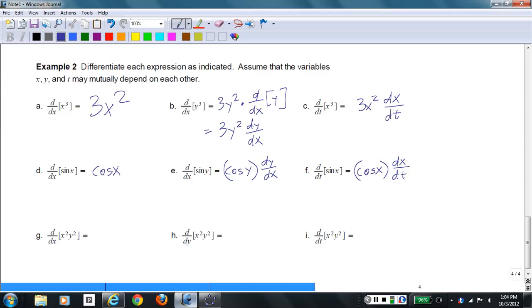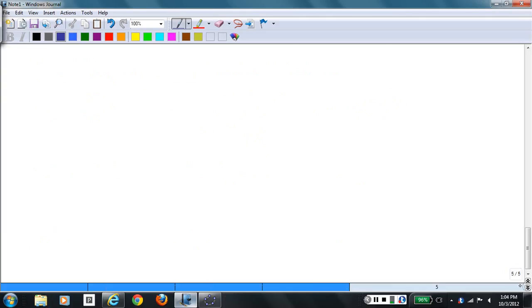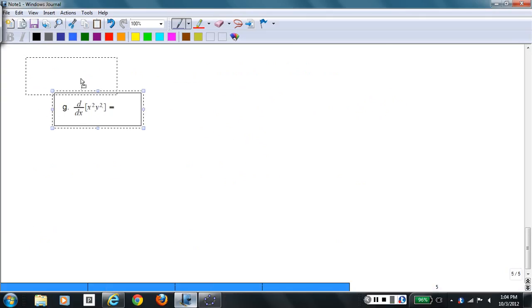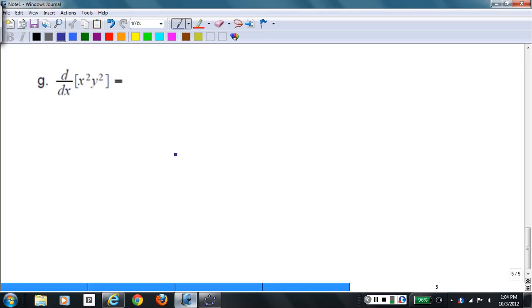G, H, and I. I almost think I should have saved those for a separate page and maybe stretched them out a little bit. So I'm going to move G to the next page. Maybe blow it up a little bit. I don't know if that helps. Not enough pixels there. d dx of x squared y squared. Are you thinking product rule? Yeah. We should think product rule.